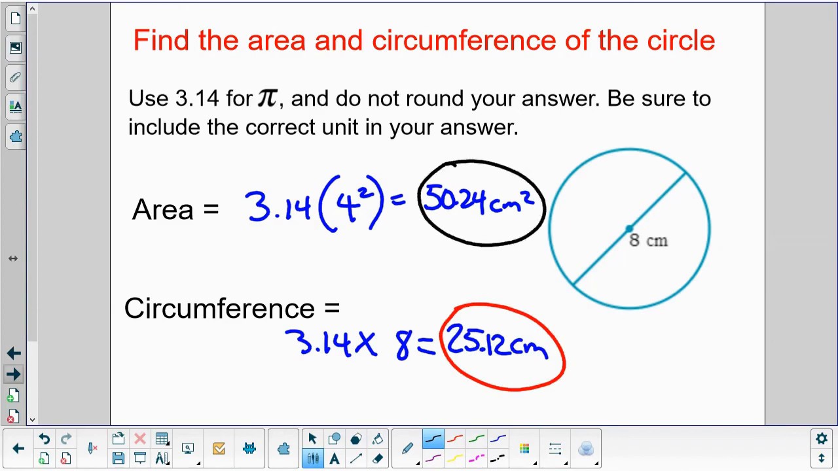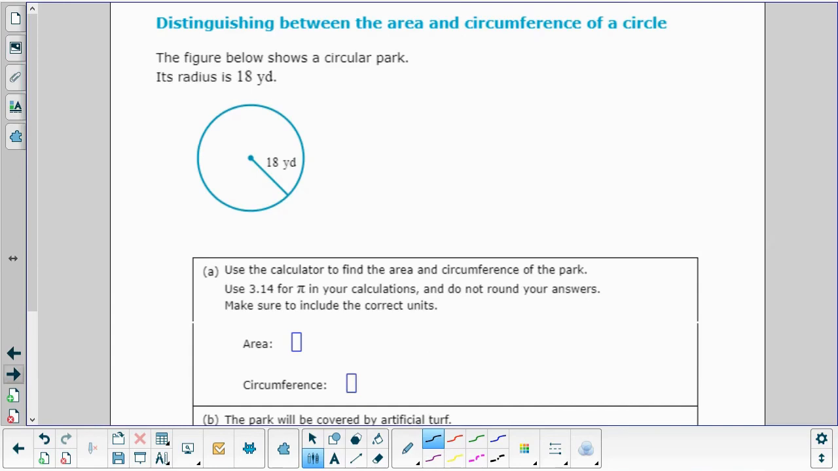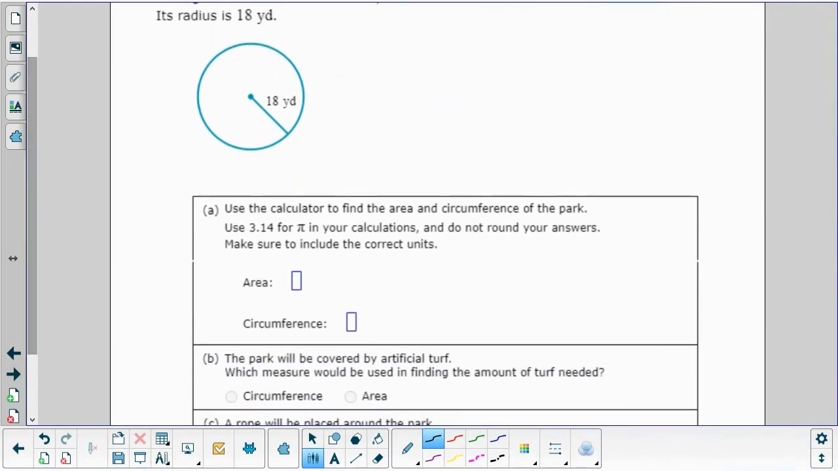Okay, so that's how you find area and circumference. So now what might it look like in ALEX? Well, on an ALEX problem, you could have something that looks like this. The figure below shows a circular park. Its radius is 18 yards. Use a calculator to find the area and circumference of the park. And then it says to use 3.14 for pi and not to round your answers. So the first one's going to be 3.14 times 18 squared. The second one's going to be 3.14 times 36, which is 18 times 2 to get our diameter.